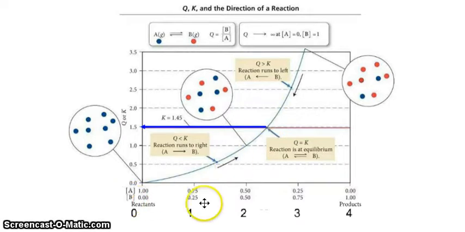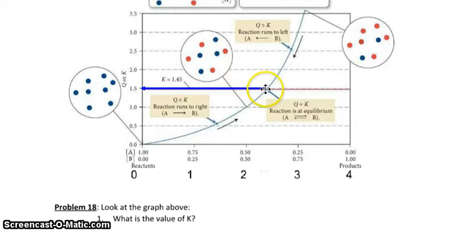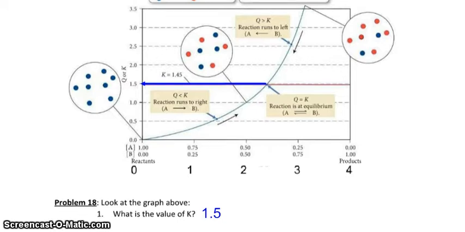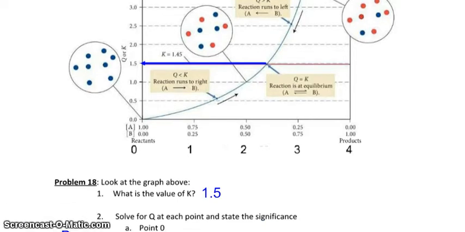Here we have different time factors, and here, look at the different concentrations. I'm going to use these numbers. First of all, here's our equation. So what is the value of K? Well, I just kind of told you that. See this red line here? That's the value of K, and we called it 1.5. Now it says solve Q at each point and state the significance.